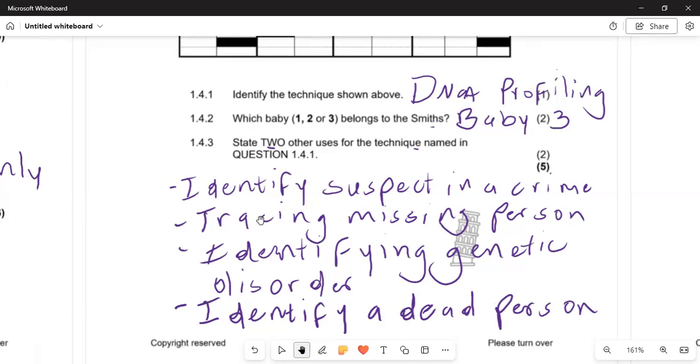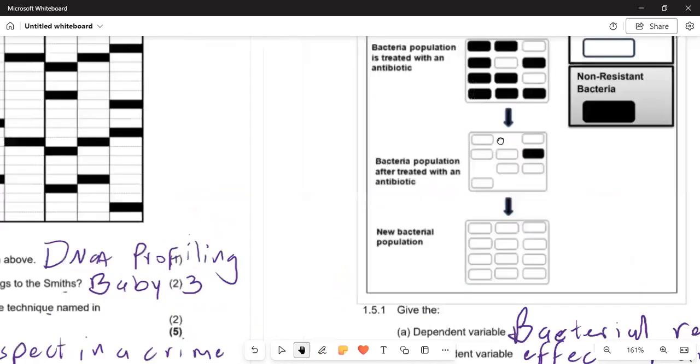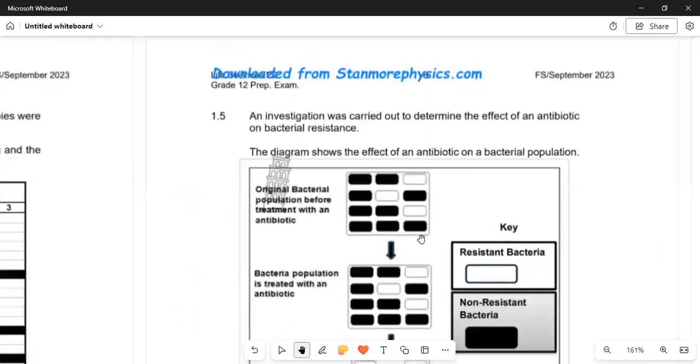And then if we are moving on again, we see that we still have some other important aspect that needs our attention, and in this regard, that is 1.5. In 1.5 here, you are to see that an investigation was carried out to determine the effect of the antibiotic on bacterial resistance. So we want to see the bacteria being resistant to a treatment. The diagram below shows the effect of the antibiotics on the bacterial population. So this graph number 1 is the original bacterial population before the treatment with antibiotic has been given. And then we can see in the features, these are the population which are resistant to antibiotics, which are 1, 2, 3. And the rest are non-resistant bacteria: 1, 2, 3, 4, 5, 6, 7, 8.